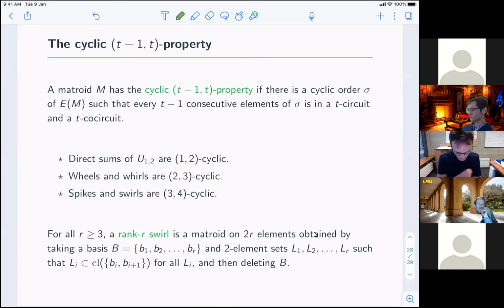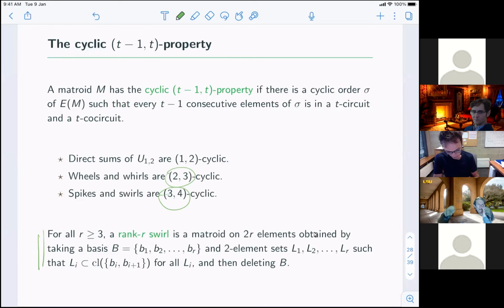So we've already seen wheels and whirls have the 2-3 property. Direct sums are 1-2 cyclic. But more importantly, wheels and whirls are 2-3, and spikes and swirls are 3-4 cyclic. And there's the definition of a rank R swirl, but the picture I drew is exactly what I've said, and that's in that bit of blurb.